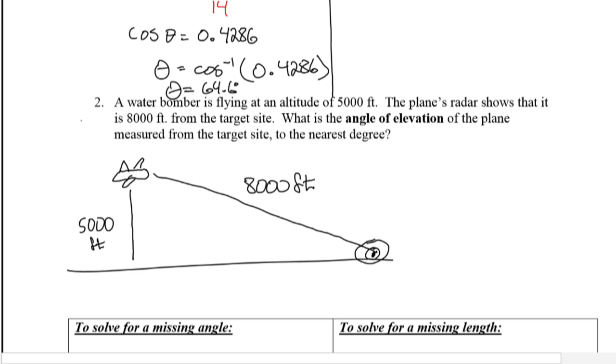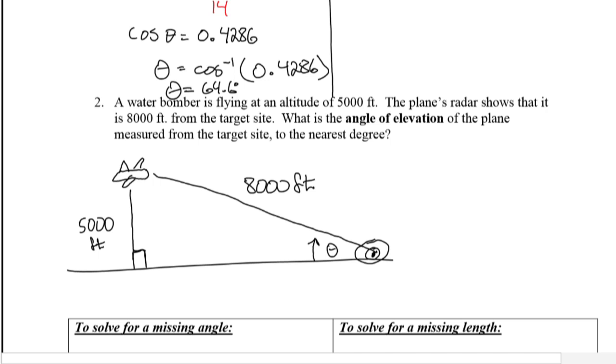So I'm going to draw a right angle in this bottom corner to indicate that I have a right angle triangle. It says, what is the angle of elevation? So the angle of elevation is going up. I'll call it theta. It says measured from the target site. And I have a right angle triangle.